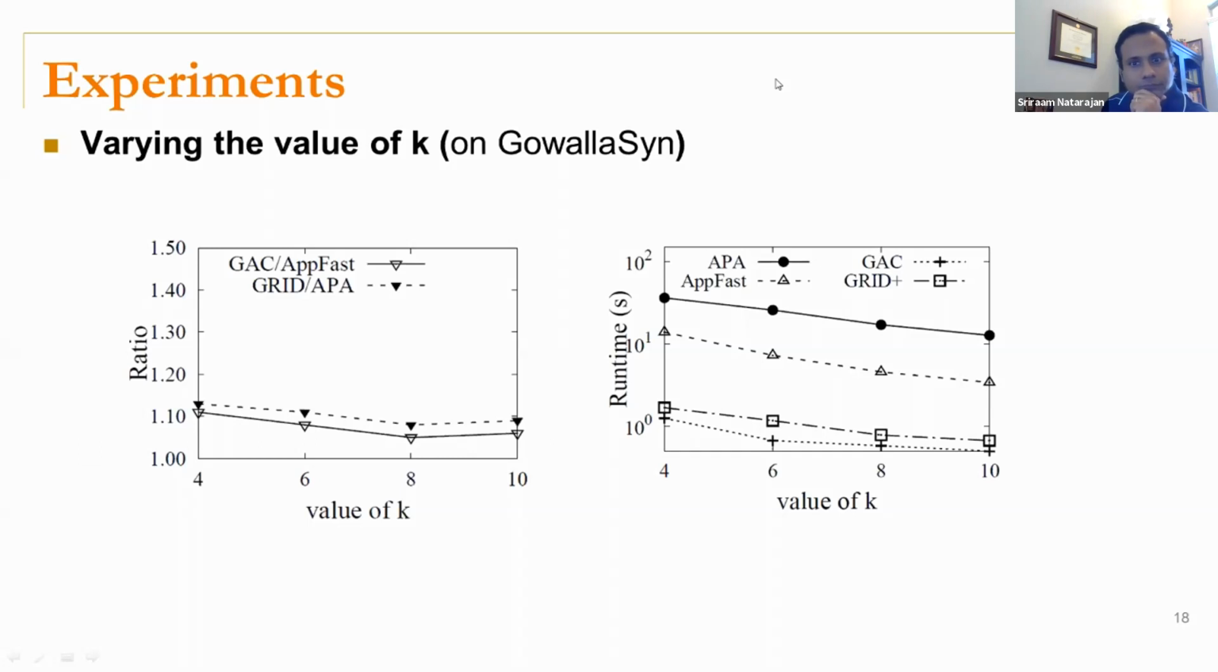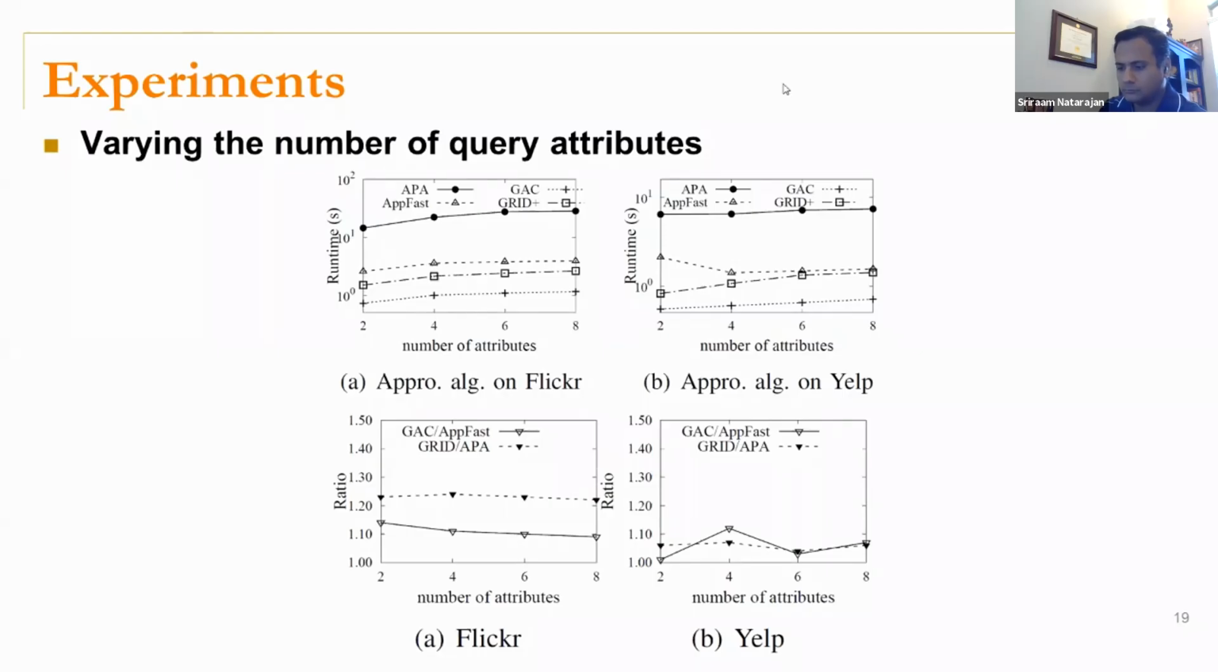However, let's look at the runtime. And we can see that our 2 algorithms are faster than 2 baselines by at least 1 order of magnitude. And we can also observe that as the value of K increases, all algorithms run faster. This is because we only consider nodes with degree larger or equal to K. So with a larger K, before we start the search, more nodes are pruned from the graph, so the algorithm is much faster. The third experiment studies the effects of the number of query attributes.